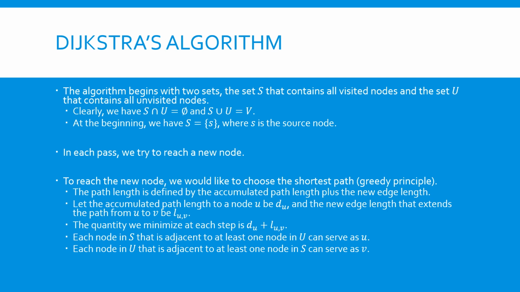As seen from the example, there could be multiple nodes that have been visited and multiple nodes to visit, which means that multiple nodes may serve as U and multiple nodes may serve as V. Specifically, all nodes in the visited set S that are adjacent to some nodes in the unvisited set U can serve as U, and all nodes in U that are adjacent to some nodes in S can serve as V.